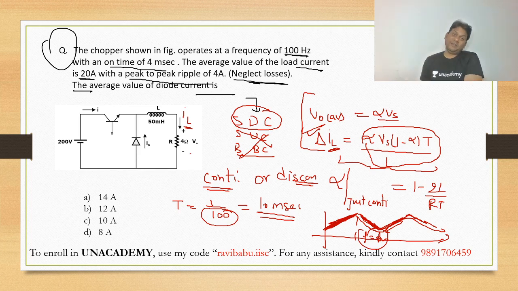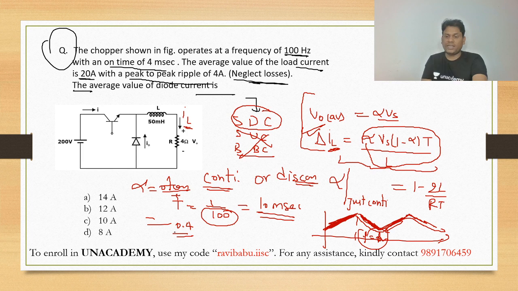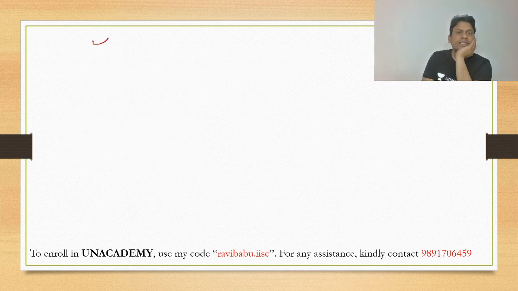Now, my dear friend, see, the turn on time is given as 4 millisecond. So alpha is the turn on time, so alpha is T on by capital T. So 4 millisecond by 10 millisecond will be 0.4. So you can write somewhere here alpha is equal to 0.4. Just keep in mind.